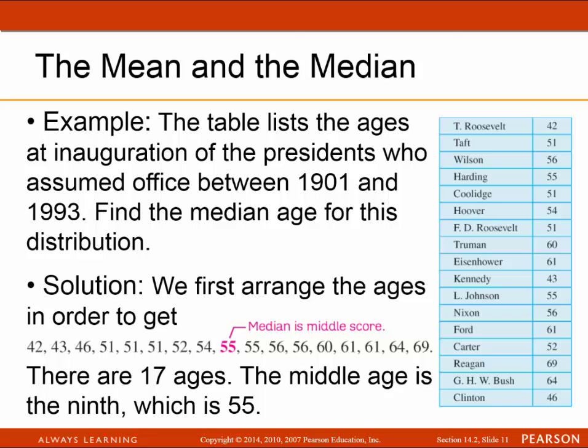So we take the data set, we split it right in the middle, and there will be one score by itself because it's an odd number of data points.